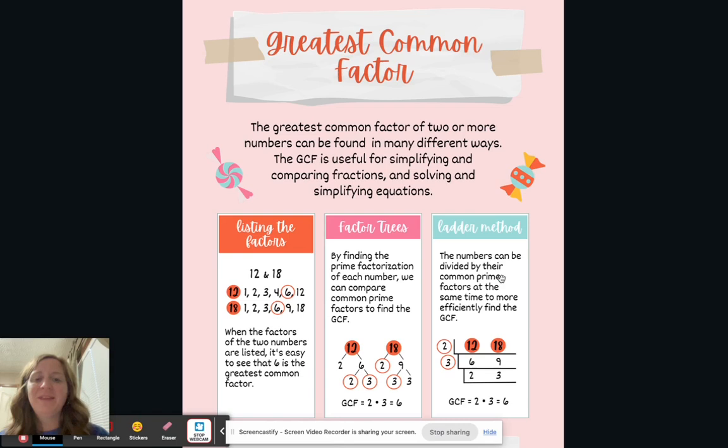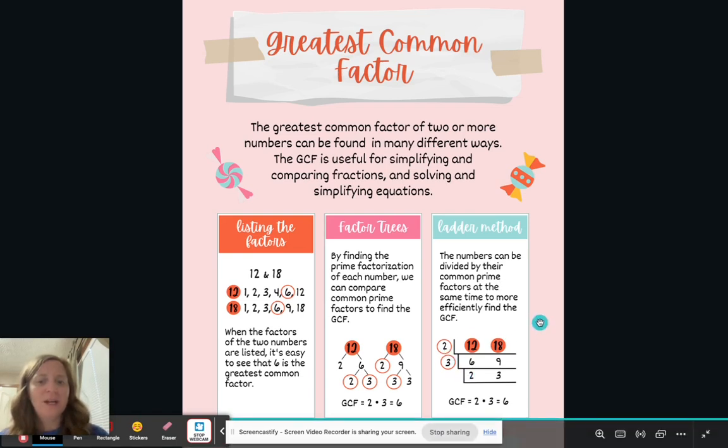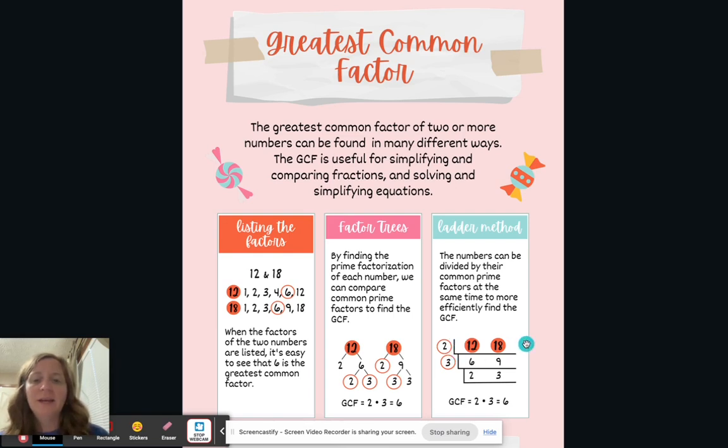The ladder method is very similar to the factor tree. However, you're only writing the numbers down one time. So we draw a little upside down ladder, or maybe stairs. It kind of looks like stairs going down, doesn't it? You list your numbers, 12 and 18. What goes into both 12 and 18? Well, immediately I see 2.